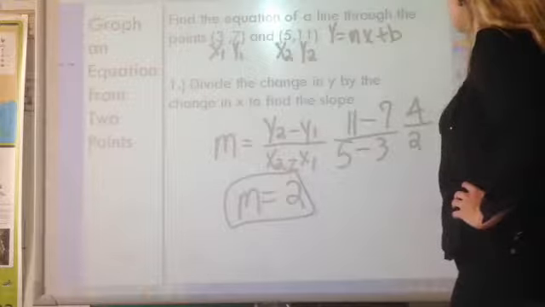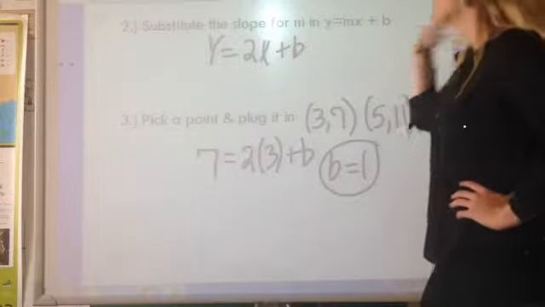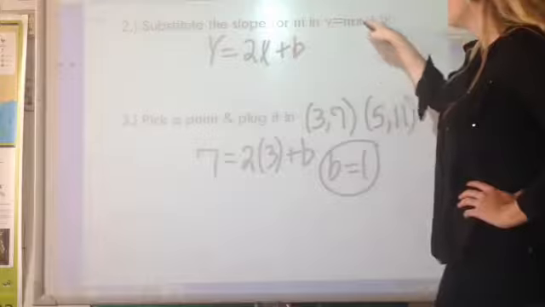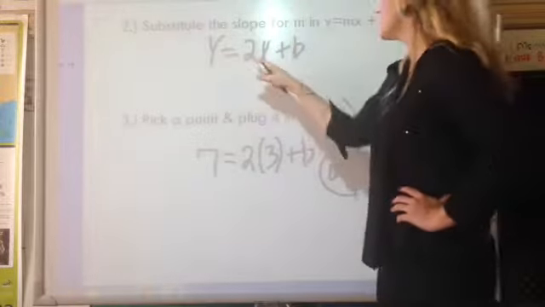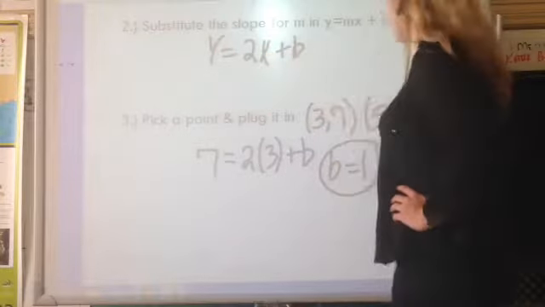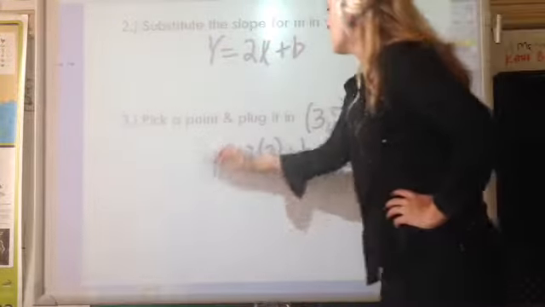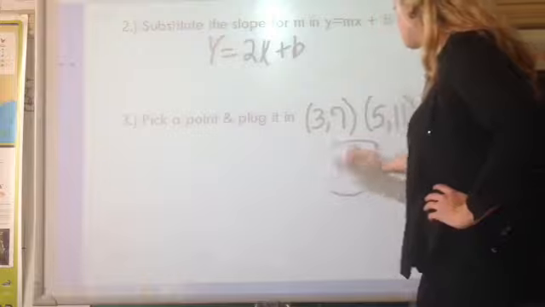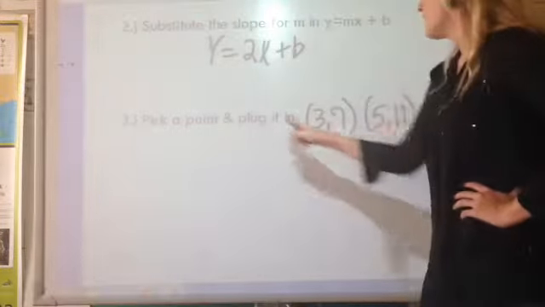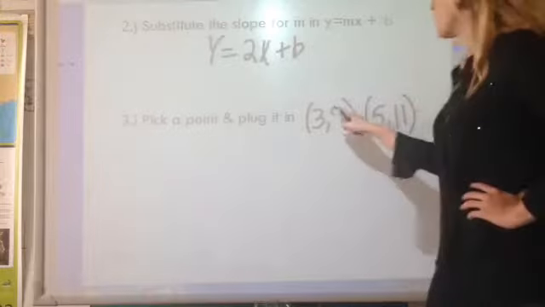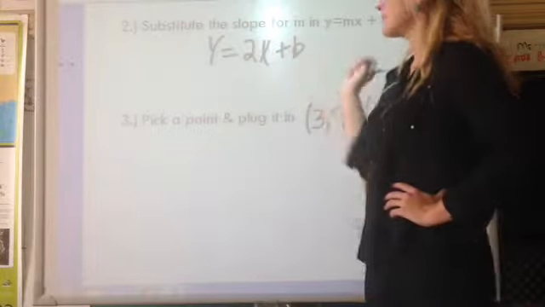So let's do my next step. Substitute the slope for m in y equals mx plus b. I already did that, so at this point, our equation should look like y equals 2x plus b. My next step is to pick one of these points and plug in the coordinates for my y and my x in order to solve for b.